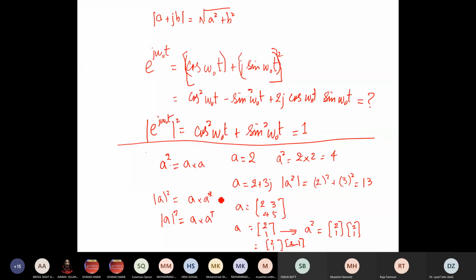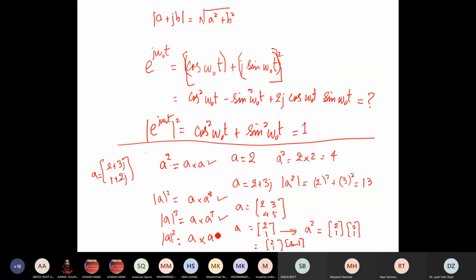So for complex number, this. For, let's say, matrices, it is this. For real number, it is this. What if your matrix has got complex numbers? If this is A, now what? Yes, then the squaring part would be A into A transpose and conjugated.